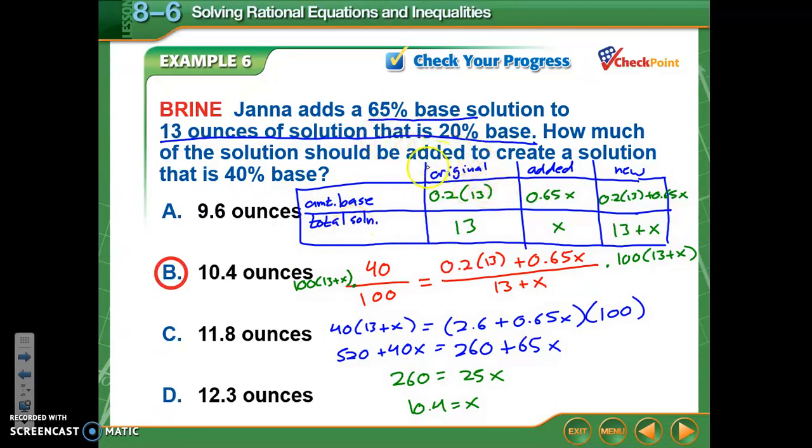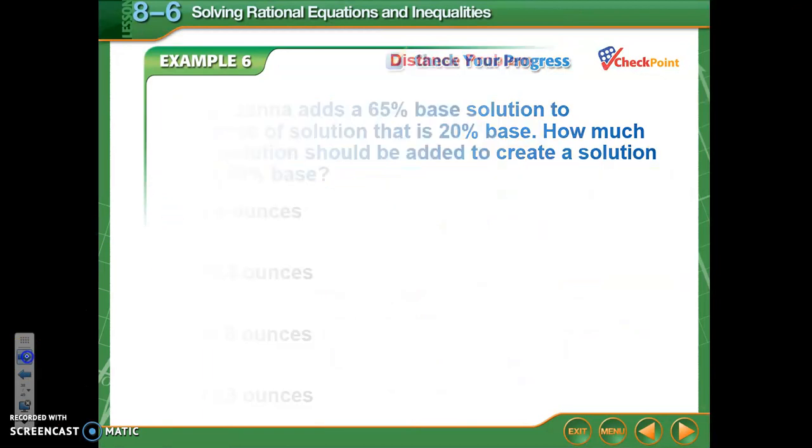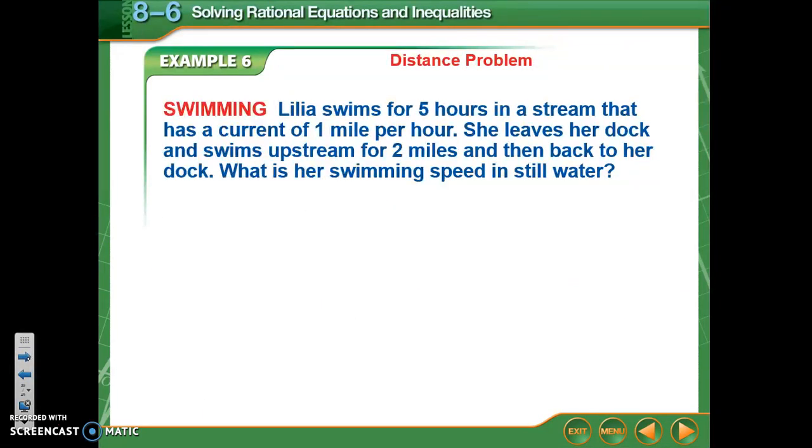I have. So here I have a column for what's happening in my original solution, what I'm adding, and then the total amount in my new solution. And it's this new solution, the amount of base over the total, that needs to equal my 40% here, or 40 over 100.